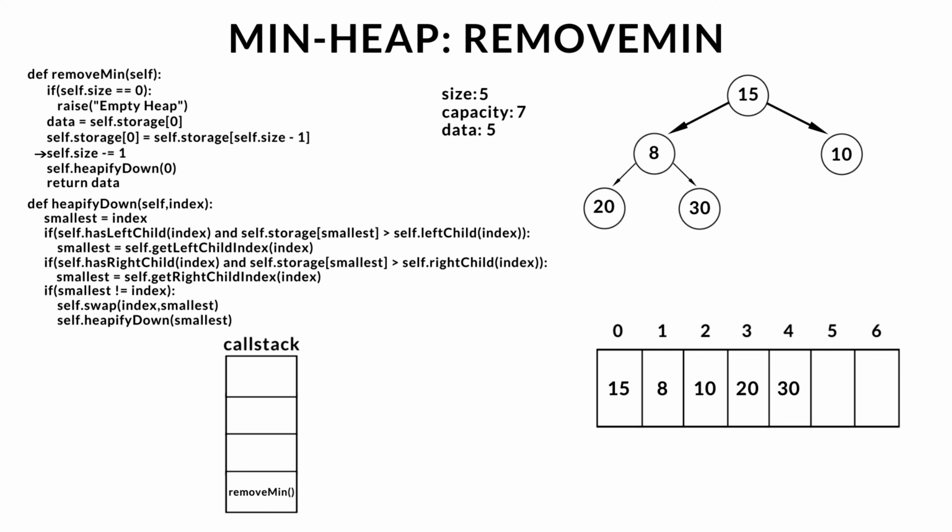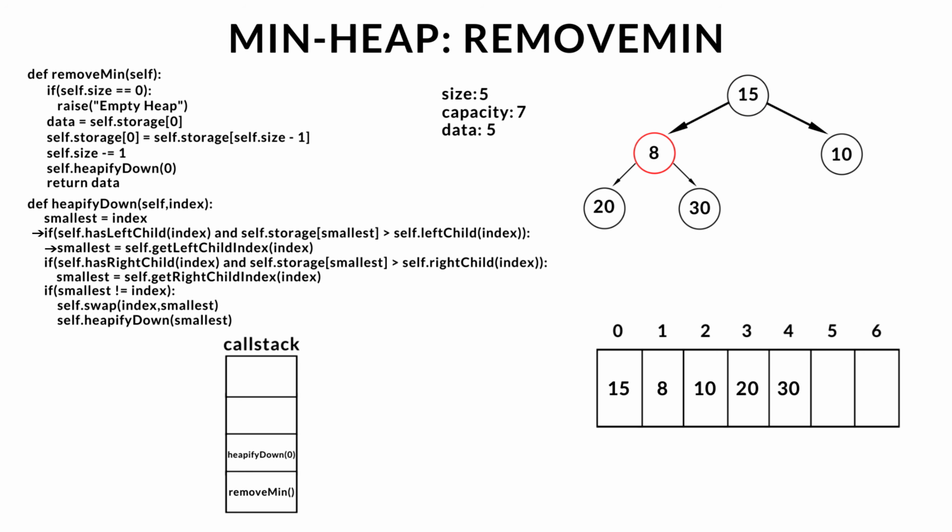And then finally, it's time to make sure that the data that was inserted in the root is in the right position. So let's go ahead and invoke our HeapifyDown method, pushing this on top of the stack. So first, we initialize the root node to the smallest. We then check to see if we have a left child. We do. Is the left child smaller than the root node? Yes, it is. So we go ahead and set the smallest to the left child.